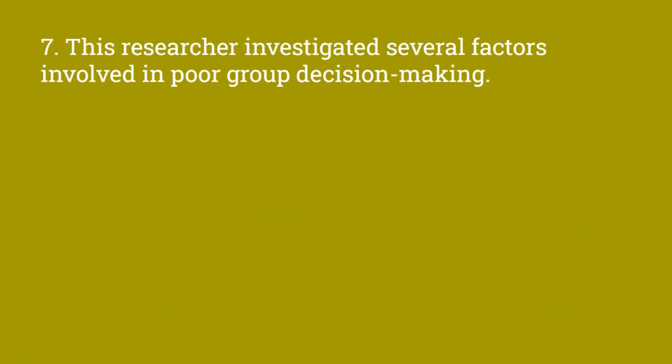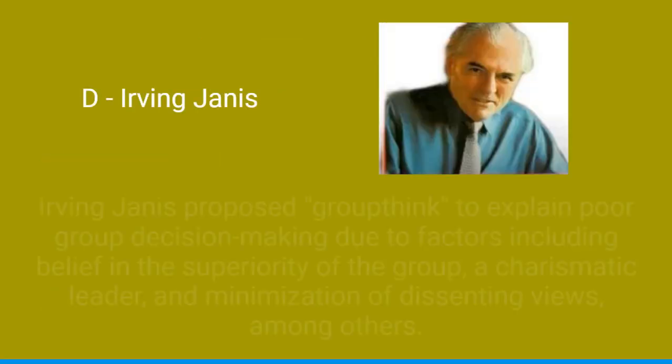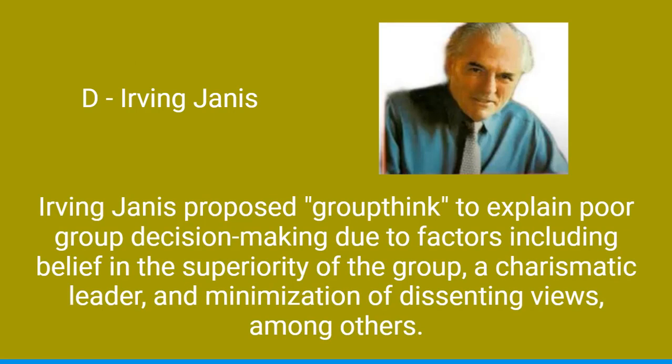This researcher investigated several factors involved in poor group decision-making. Gert Hofstede, Solomon Asch, Stanley Milgram, Irving Janis, Leon Festinger. And this would be D, Irving Janis. Irving Janis proposed groupthink to explain poor group decision-making due to factors including belief in the superiority of the group, a charismatic leader, and minimization of dissenting views, among others.